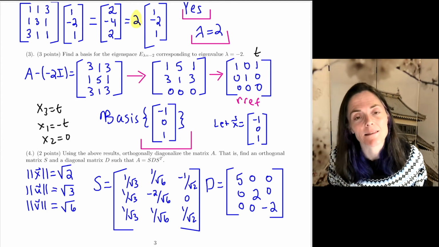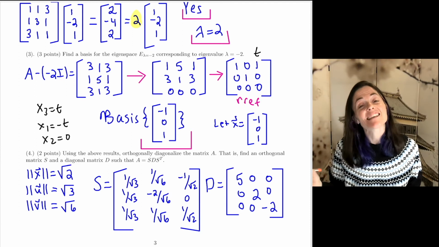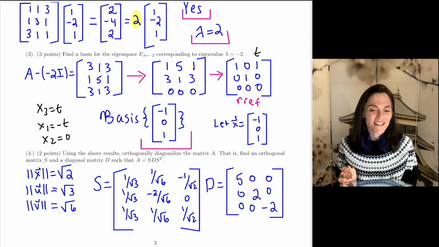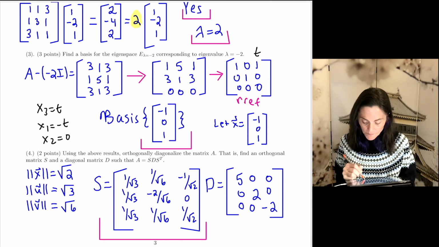Now, you can check the columns are unit, the columns are pairwise orthogonal. S is an orthogonal matrix. Let me underline these. S.